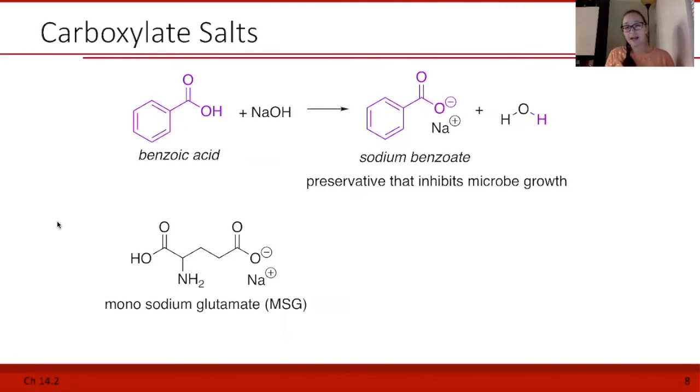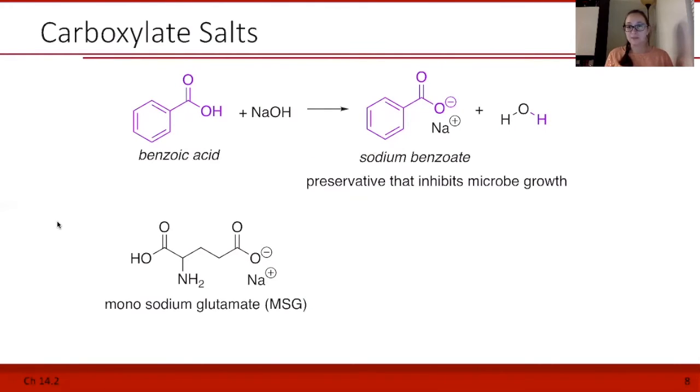So benzoic acid, when you mix it with a base, makes sodium benzoate here, and water. But the sodium benzoate is a preservative that inhibits microbe growth. So it's a preservative you'll see in a lot of foods on the shelves. It'll have some sodium benzoate in it.